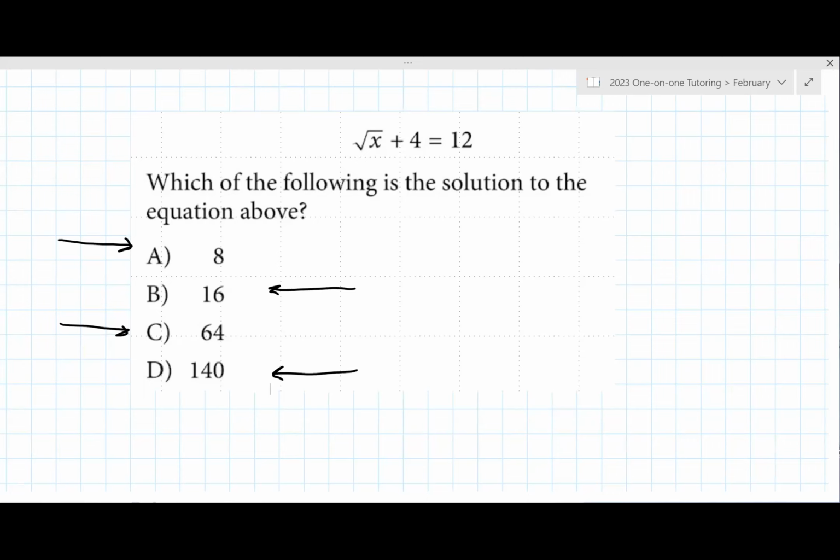A. Okay, how did you come up with A? Because 8 plus 4 is equal to 12. That's true, 8 plus 4 is equal to 12, but this is the square root of 8 plus 4. Does that equal 12?